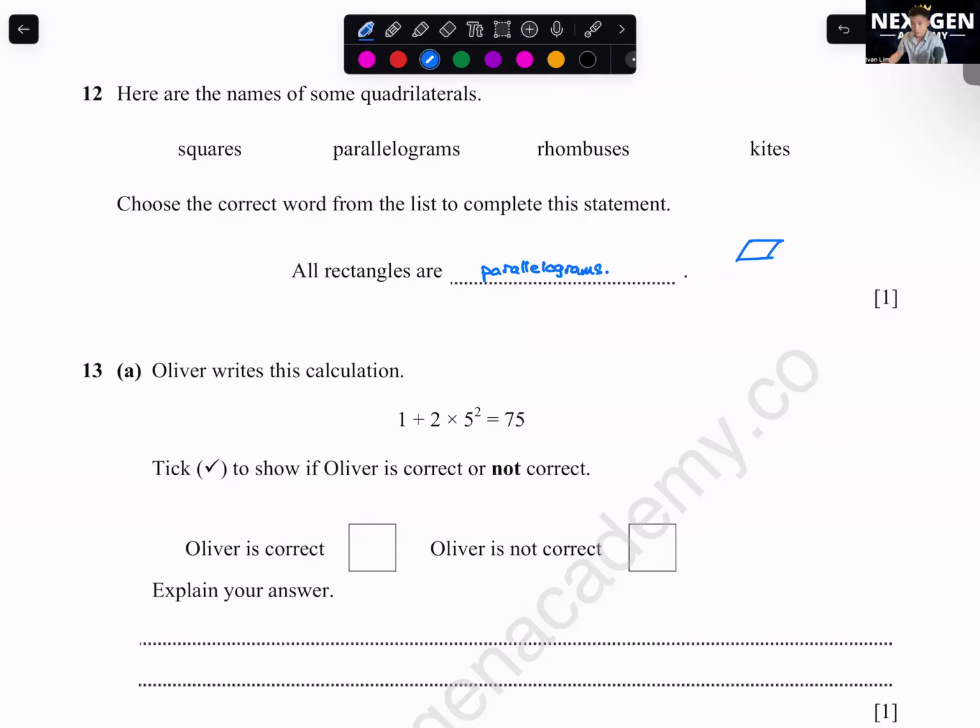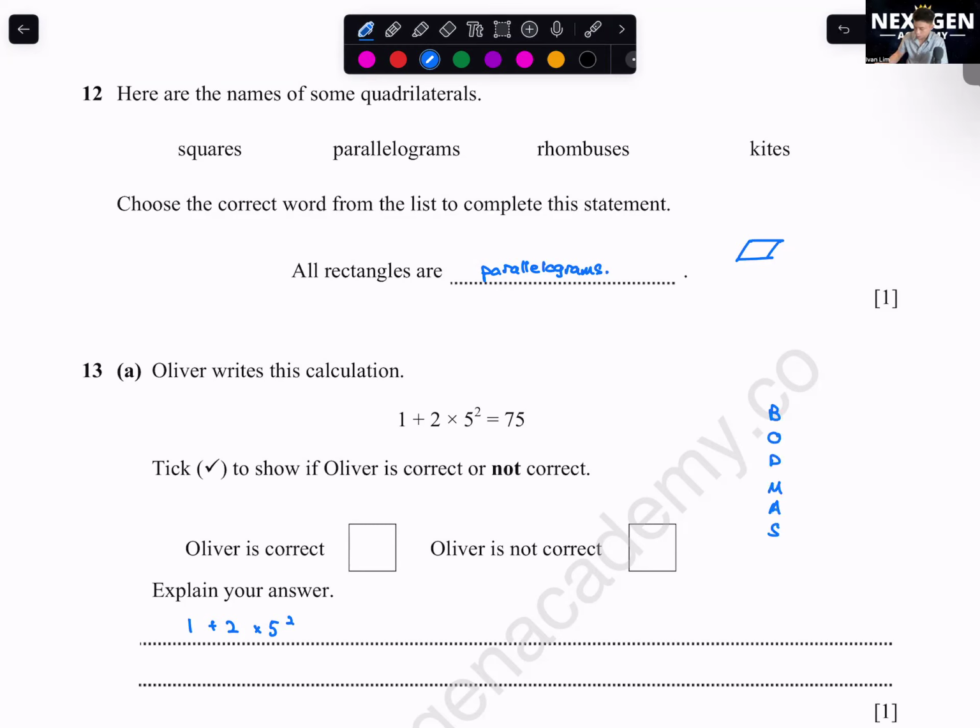13a. Oliver writes this calculation: 1 plus 2 times 5 squared equals 75. Tick to show if Oliver is correct or not correct. Is Oliver correct? Or does he need to attend a next gen class? 1 plus 2 times 5 squared. What is the answer here? We should do BODMAS, right?